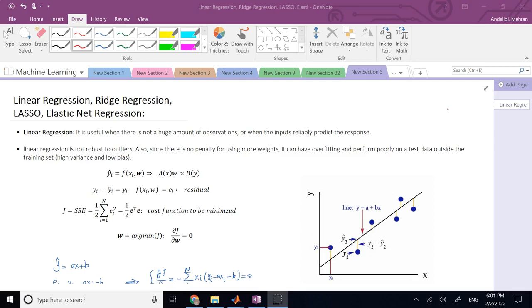And this underlying function has some parameters that you have to find such that the underlying function kind of passes through the data the best way it can. We call it the best fit.